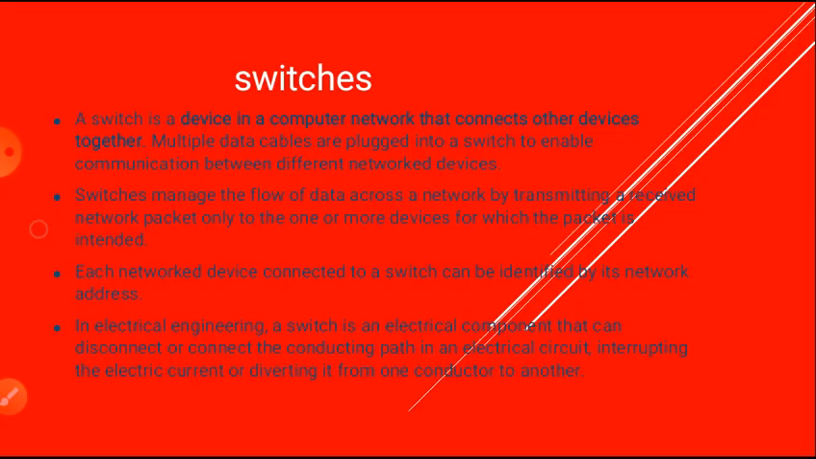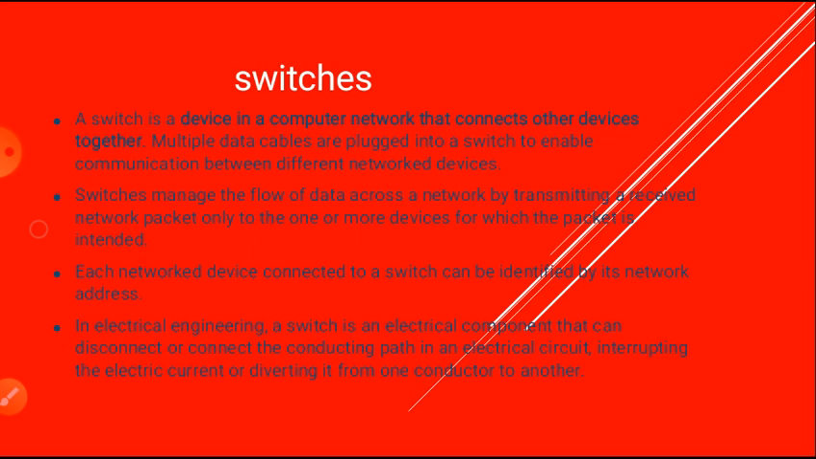Next is switches. A switch is a device in a computer network that connects other devices together. Multiple data cables are plugged into a switch to enable communication between different network devices. Switches manage the flow of data across a network by transmitting a received network packet only to the one or more devices for which the packet is intended. Each network device connected to a switch can be identified by its network address.